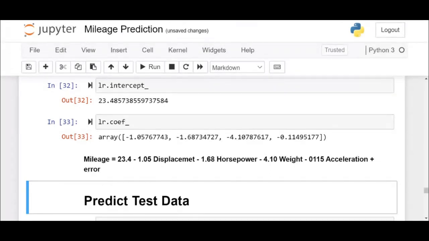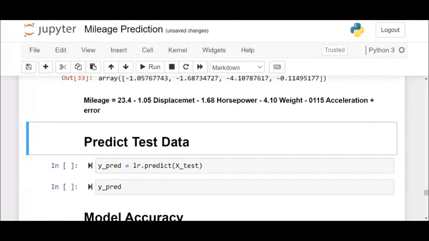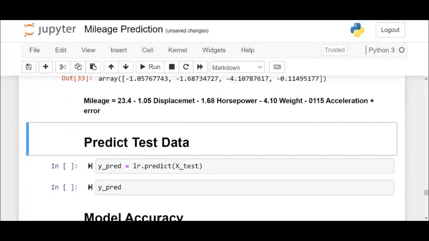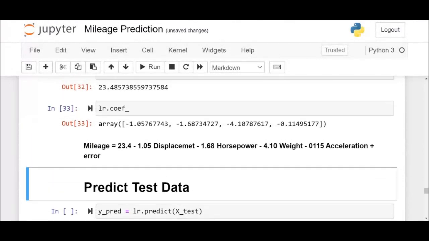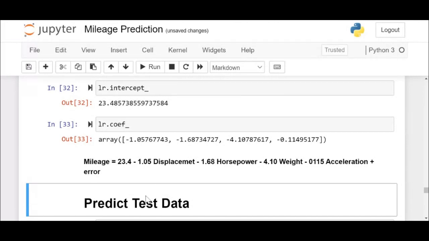Now let's use this model for prediction. We have created this line. So what is the meaning of prediction? Now we have got the coefficient, the intercept, the slope.